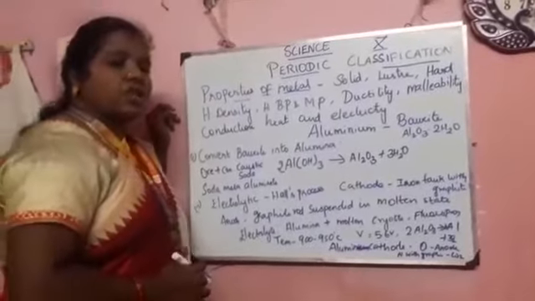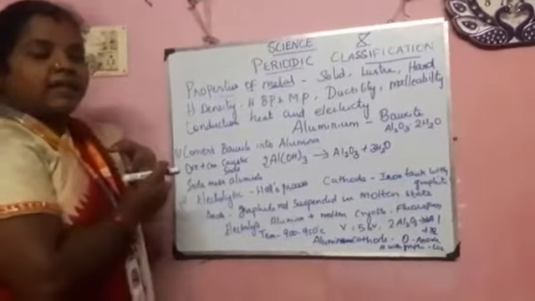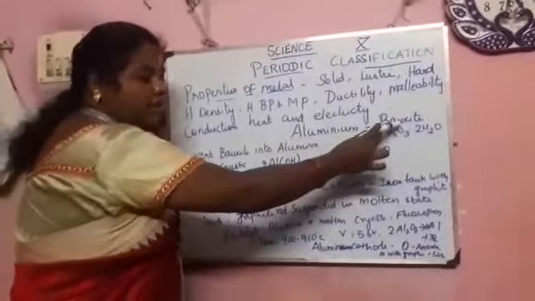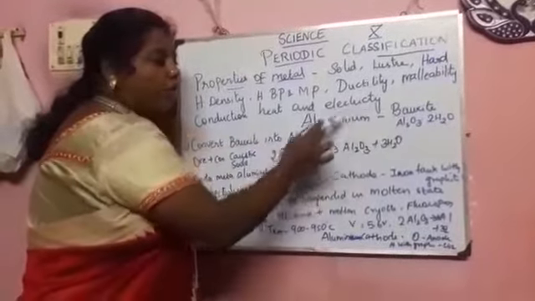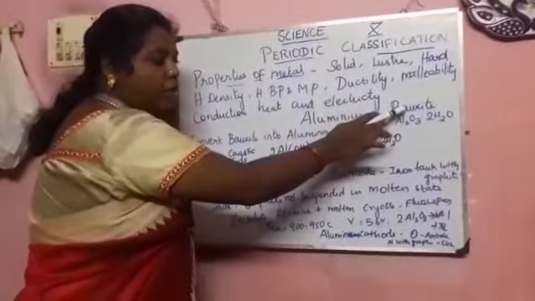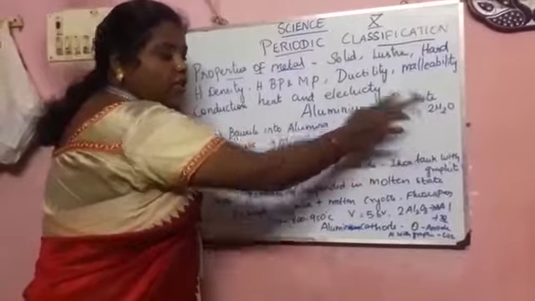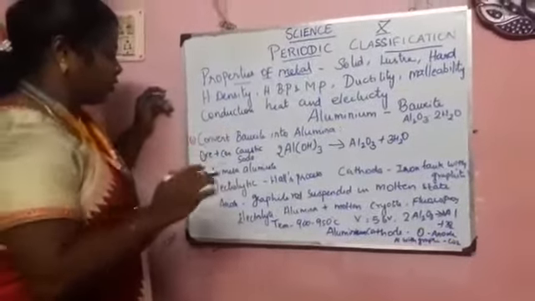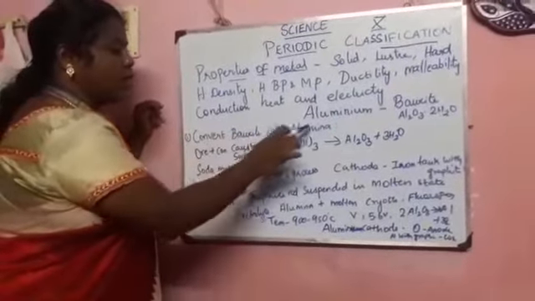Let's see the extraction of aluminium. Aluminium is extracted from bauxite. Bauxite is the chief ore of aluminium. The formula for bauxite is Al2O3.2H2O. Okay, let's see. The first process is converting bauxite into alumina.